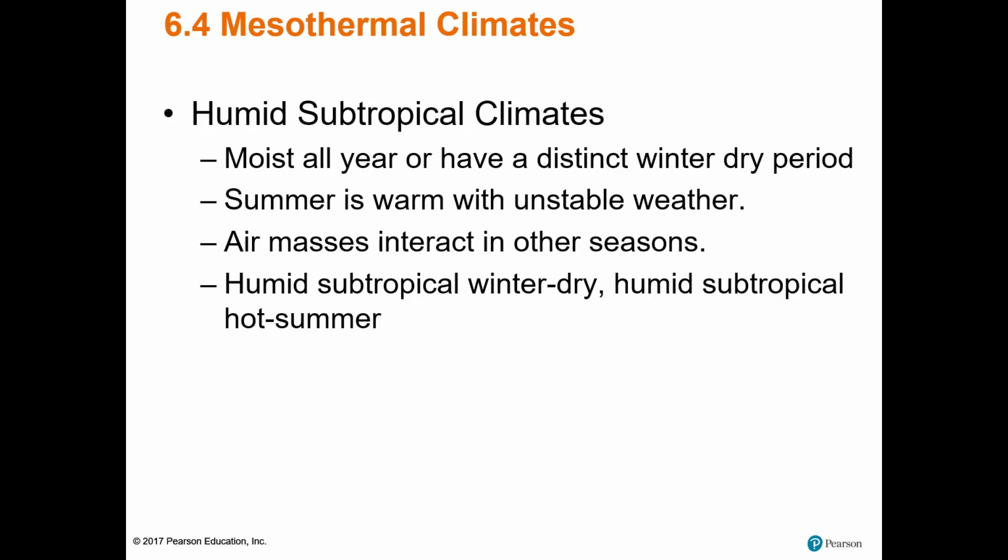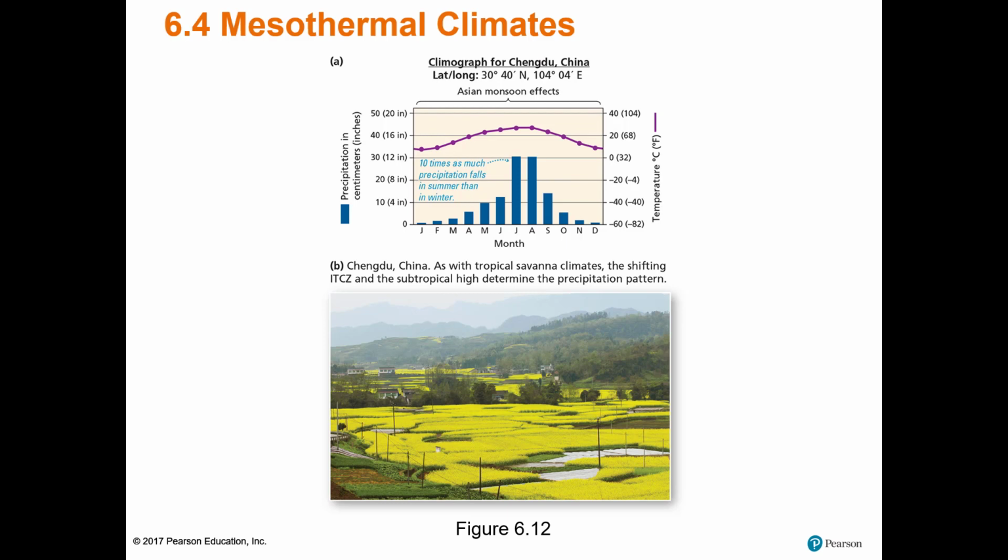With humid subtropical climates, they're characterized by having moist all year, or they can have a distinct winter dry period. The summer is warm with unstable weather, and the air masses interact in other seasons, and the different types of mesothermal climates are humid subtropical winter dry and humid subtropical hot summer. So here is a representative climograph for Chengdu in China, showing Asian monsoon effects.